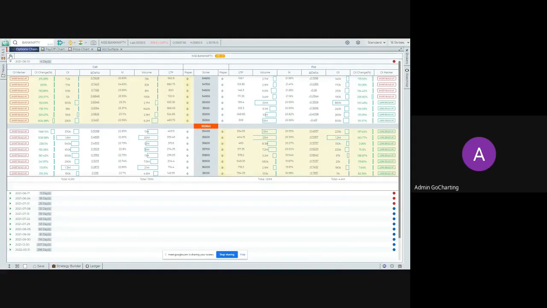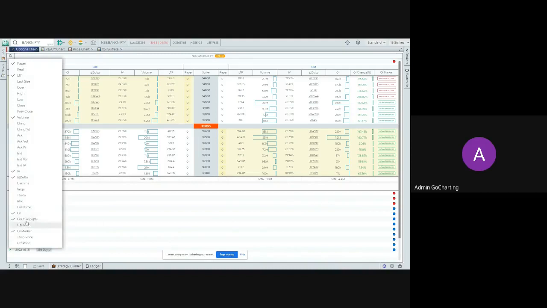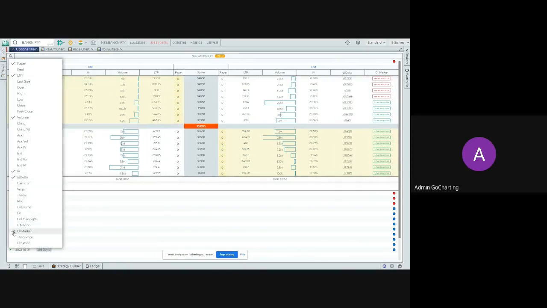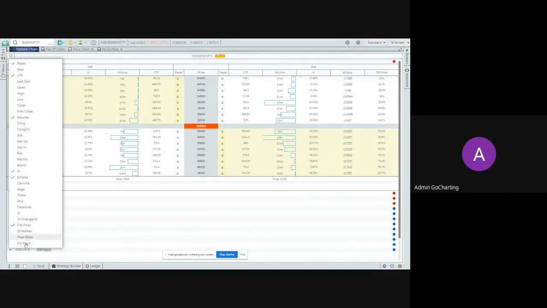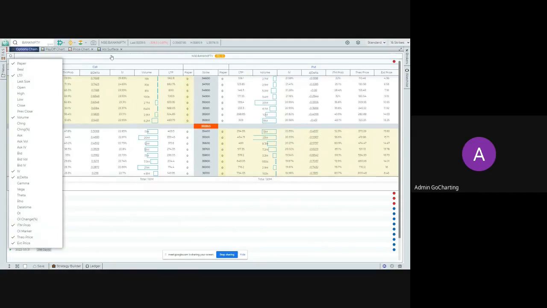All right. So that was OI change percentage and OI marker, three important fields related to OI in the option chain. And then we have already talked about Greeks and implied volatility. And finally, some other parameters we're going to talk about are ITM probability, theoretical price, and extrinsic price.